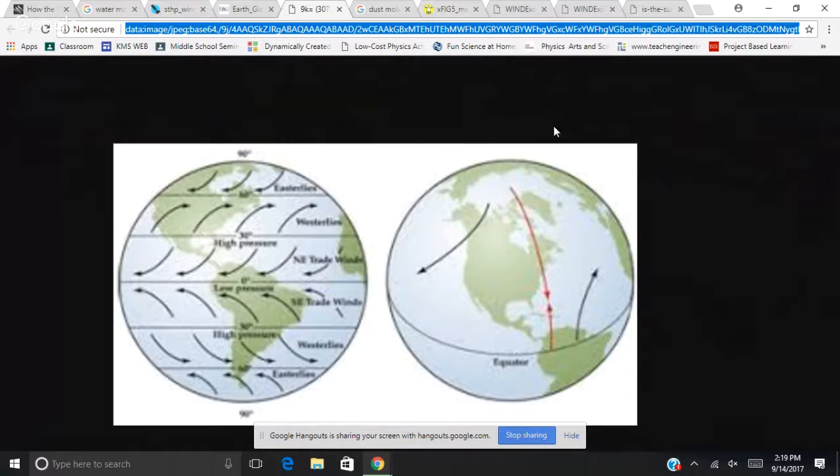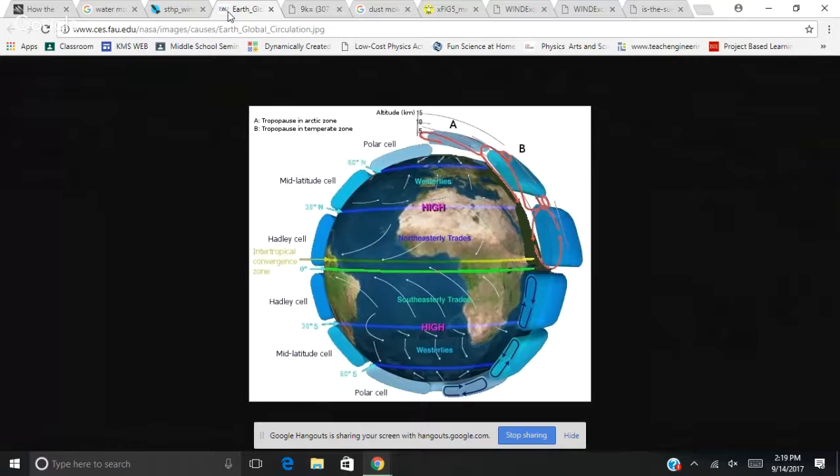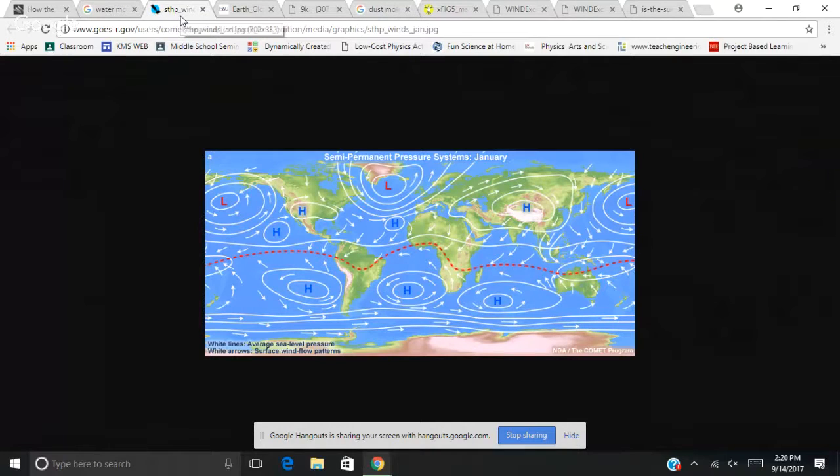So let's go into that a little bit. Here's another picture of it. We have this picture, it's Africa, and it's showing the northeasterly trade winds and the southeasterly trade winds traveling along the equator, pushing the wind towards Brazil. Let's see if we can find another picture. Here's another picture.